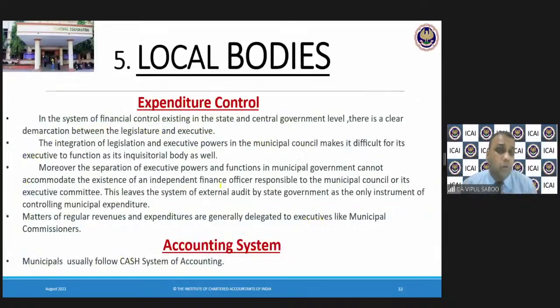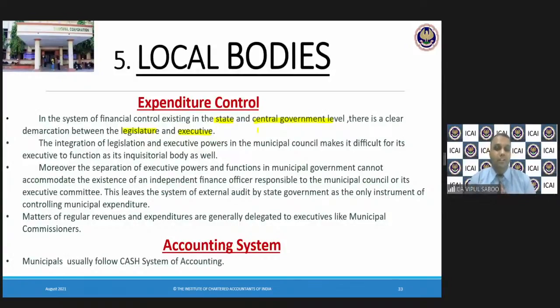You have to control the expenditure. I'll come to your doubts, Srishti. You have to control the expenditure as well. In the system of financial control existing at the state and central government level, there is a clear demarcation between the legislature and the executive. So a particular level of government frames the rules, a particular level of government executes those rules, and a third independent entity checks that execution.